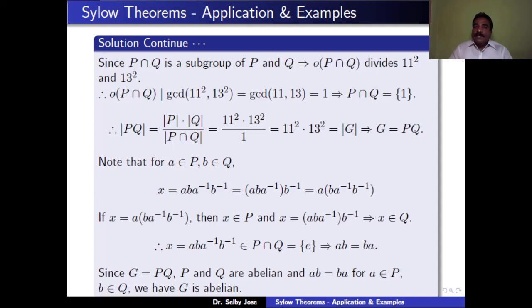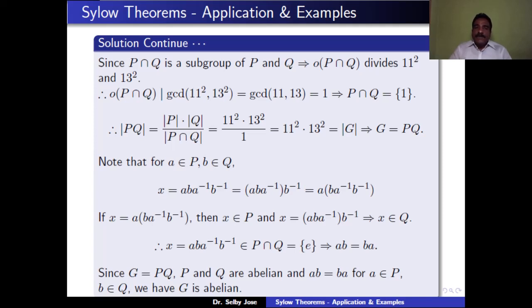Therefore, the number of elements in PQ is the same as order of P times order of Q upon order of P intersection Q, which is equal to 11 squared times 13 squared upon 1, which is equal to 11 squared times 13 squared, which is equal to the order of G. That means the number of elements of PQ and G are the same. But PQ is a subset of G, and they both have the same number of elements, which implies G is equal to PQ.